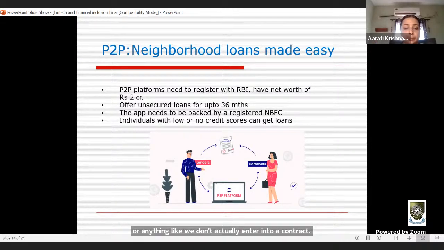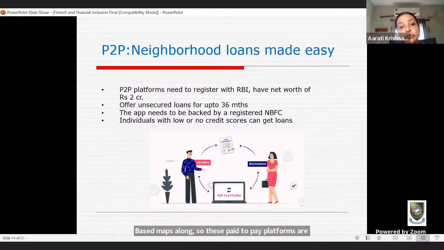Now, P2P or peer-to-peer lending platforms enable such kind of lending even to strangers. So suppose you are a lender and there's a borrower, all of you download that app on your mobile phone, and through the app, you can make loans to unknown people for very short periods. It can go from 30 days to, say, 1 year, and usually up to 36 months these apps allow. These P2P platforms are supposed to be registered with SEBI, and they are backed by a registered NBFC.